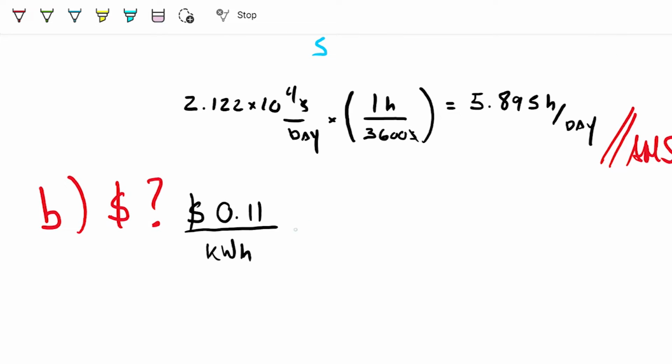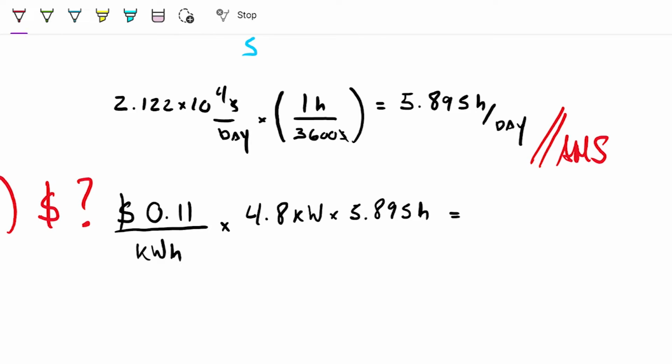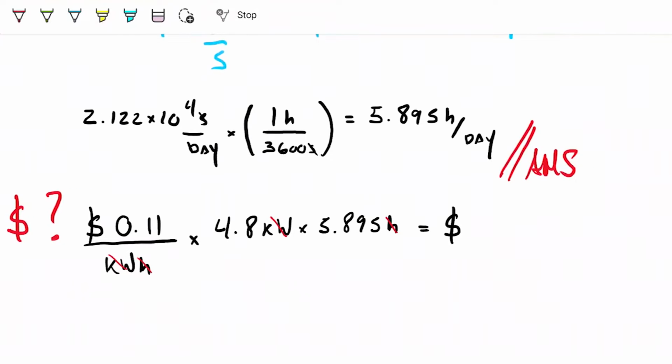And I have something that's operating at 4.8 kilowatts for 5.895 hours. So guess what happens if I multiply everything? Well, my kilowatts and my kilowatts go away, my hours and my hours go away, and I'm left with the unit of currency, right? Amount of cost, the cost of this. And this turns out to be 3.11 cents.